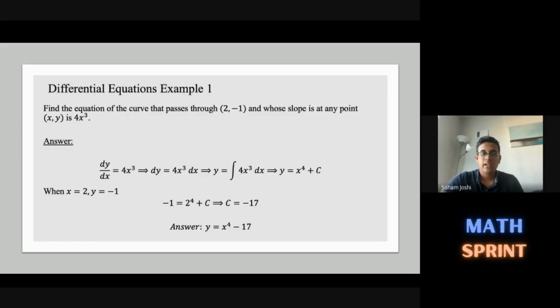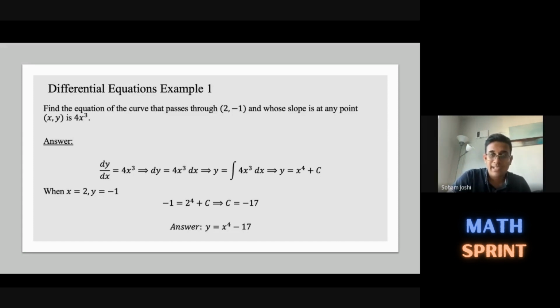We need to find the equation of the curve that passes through the point (2, -1) and whose slope at any point (x, y) is 4x cubed. So we need to analyze this question right now. Recall your knowledge of tangents and derivatives. In this problem, the slope at any point is given by the equation 4x cubed. So what this pretty much means is dy by dx is equal to 4x cubed.